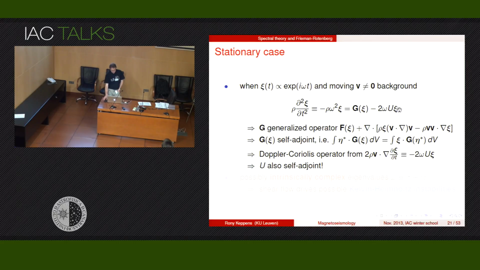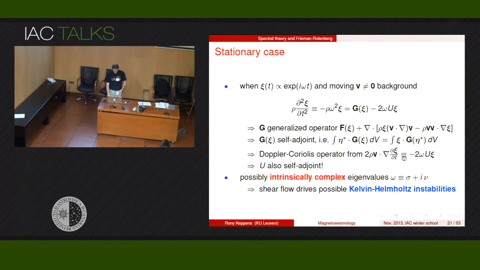So these are now just another way of writing this Freeman-Rotenberg equation, with splitting off and collecting bits and pieces in certain operators. The main point to note is while static is governed by one self-adjoint operator, the stationary case is governed by two self-adjoint operators, which are the generalized force operator and this, what we call the Doppler-Coriolis operator.